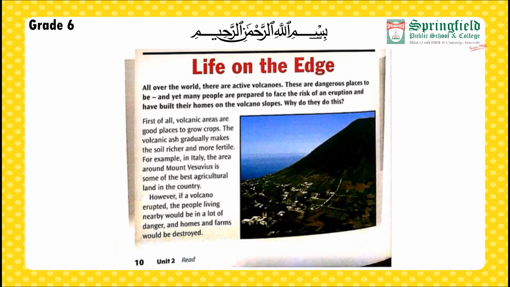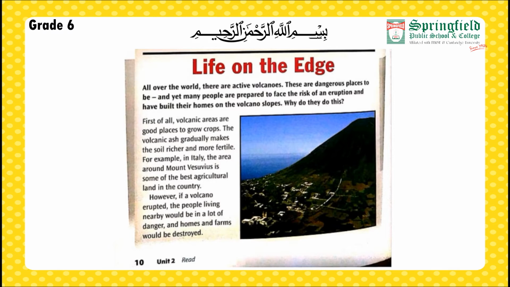First of all, volcanic areas are good places to grow crops. The volcanic ash gradually makes the soil richer and more fertile. For example, in Italy, the area around Mount Vesuvius is some of the best agricultural land in the country. So the volcanic areas having a fertile land are good for agricultural use, as they are good for farming and the crops could grow very nicely over there.